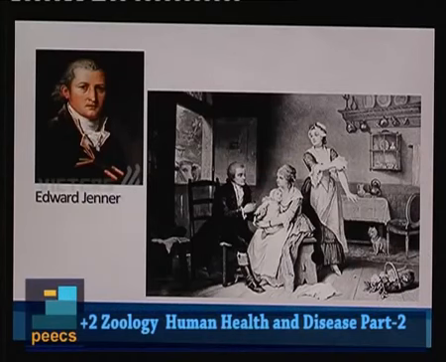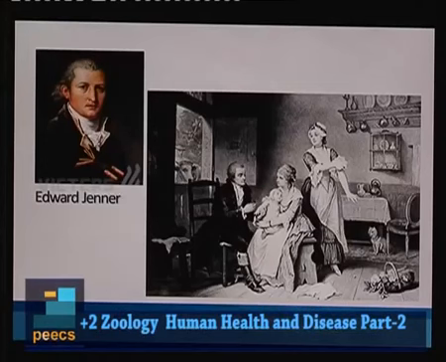Edward Jenner is the person considered to be the inventor of vaccination. The concept of vaccination was introduced by Edward Jenner. His experiment was on smallpox. He found that in a village, a lot of people were getting affected by smallpox, but milkmaids were not. He began to think why these milkmaids are not getting affected by smallpox.